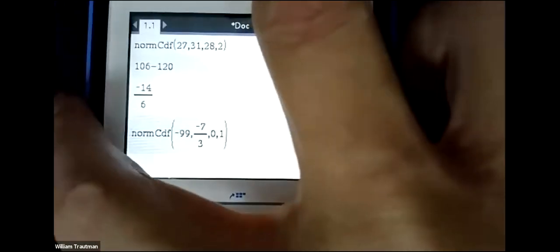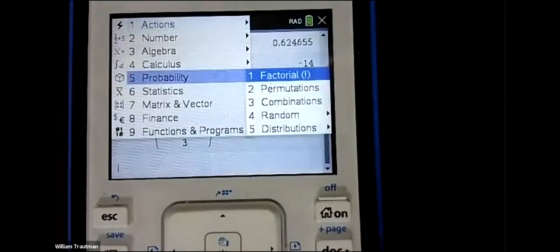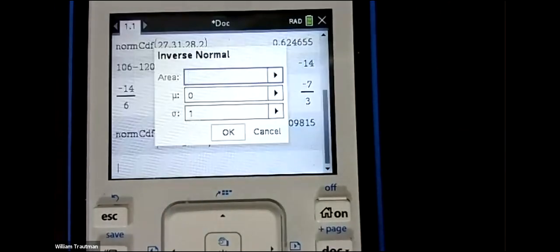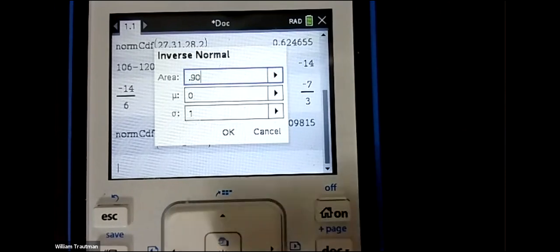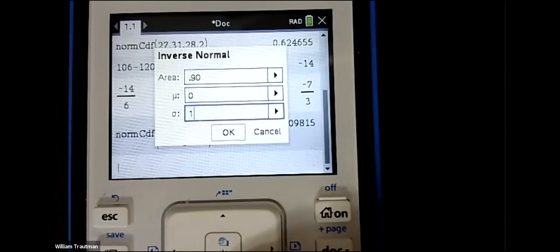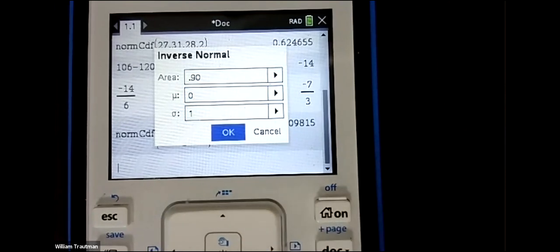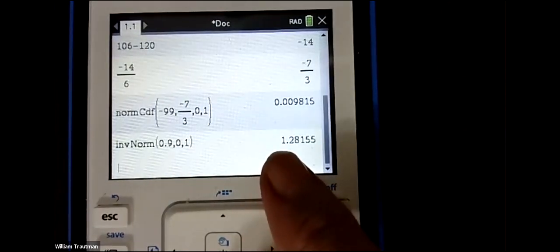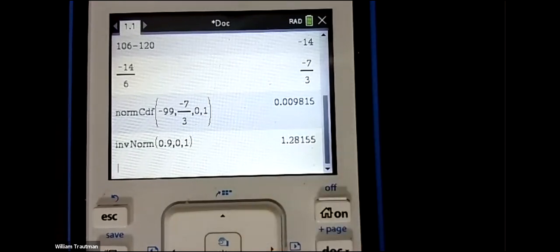I'm going to go to menu 5.5, and we're doing inverse norm 3. And what area is shaded into the left? 90% or 0.90. And it's going to tell you the Z value there. It's a little longer, but it tells you how to get about the answer. And there's our Z value, 1.28. So our Z value for that problem is 1.28. We did the inverse norm.